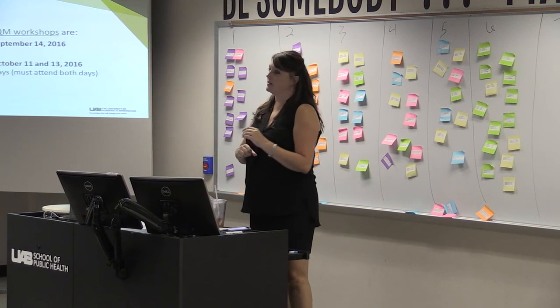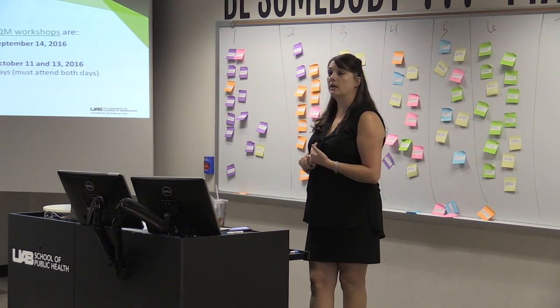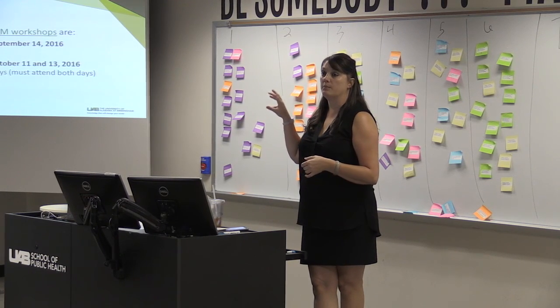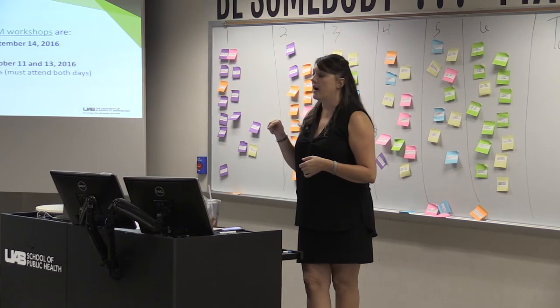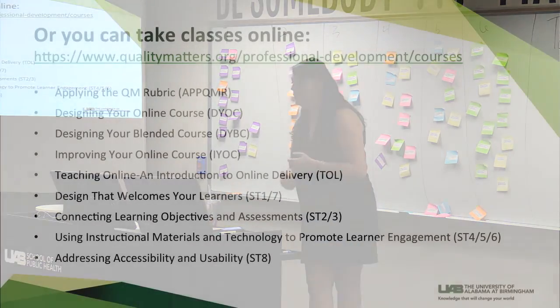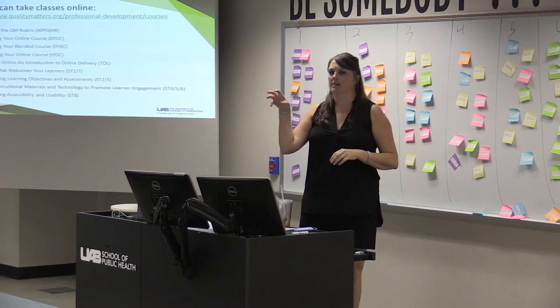If you are interested in taking more QM, if you haven't taken the Apply the QM rubric class, the in-person classes for fall have been set up. You can go to e-learning and find those. You can also take the classes online. I've done both. I took the in-person and the online class, and I found them both useful for different reasons. Obviously, in the in-person class you have a lot more discussion going on, and you can learn by osmosis. The online, I think, digs a little bit deeper.